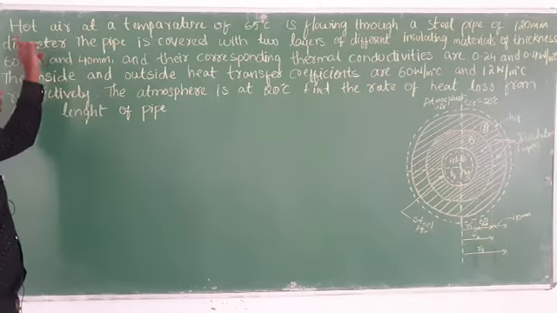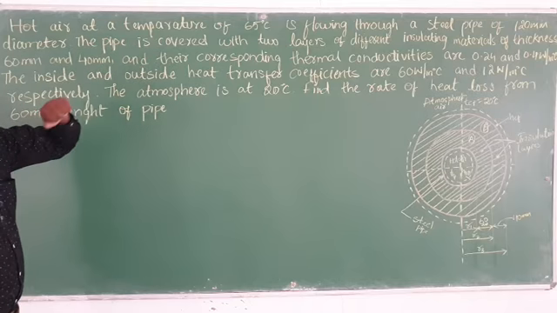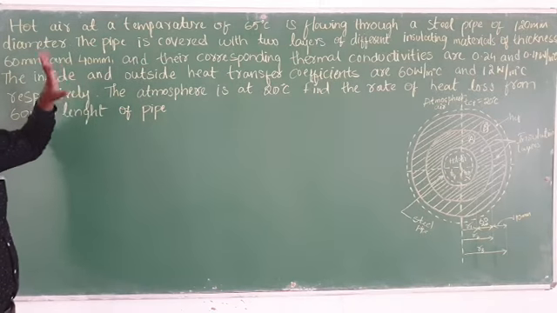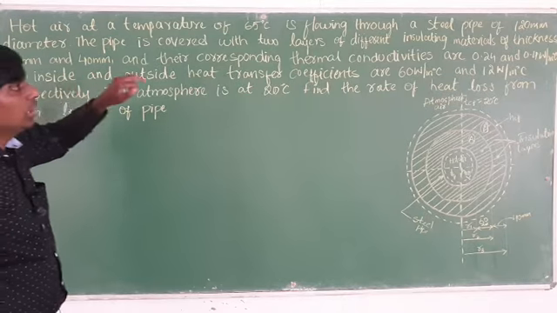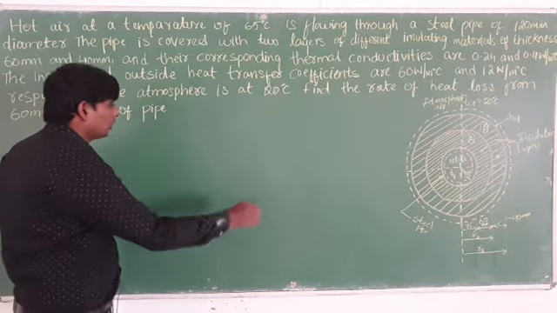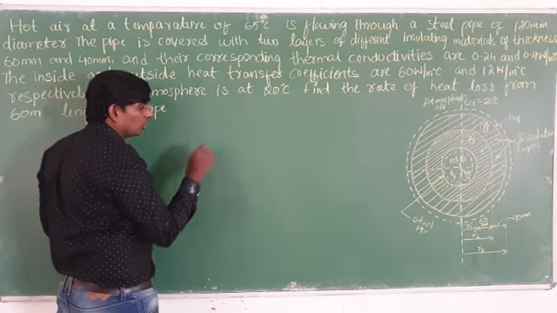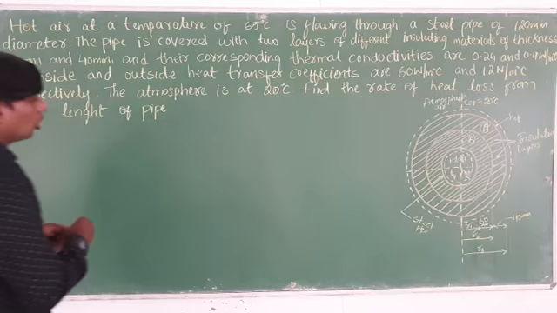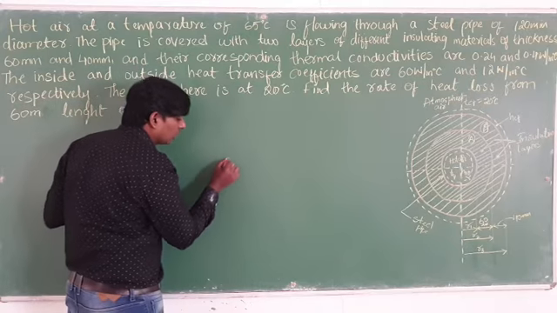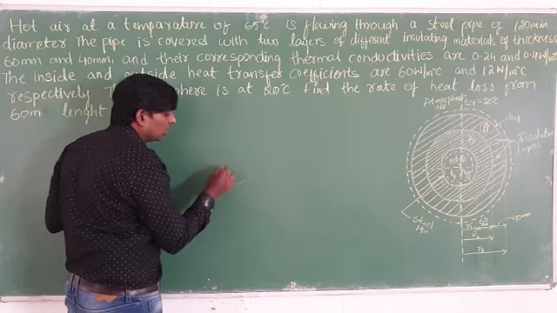Here what is given? Hot air at a temperature of 65 degree is flowing through a steel pipe. So first you have to draw the rough diagram. For drawing the rough diagram, what is given? First, hot air is given. So this one you have to take as the hot air.